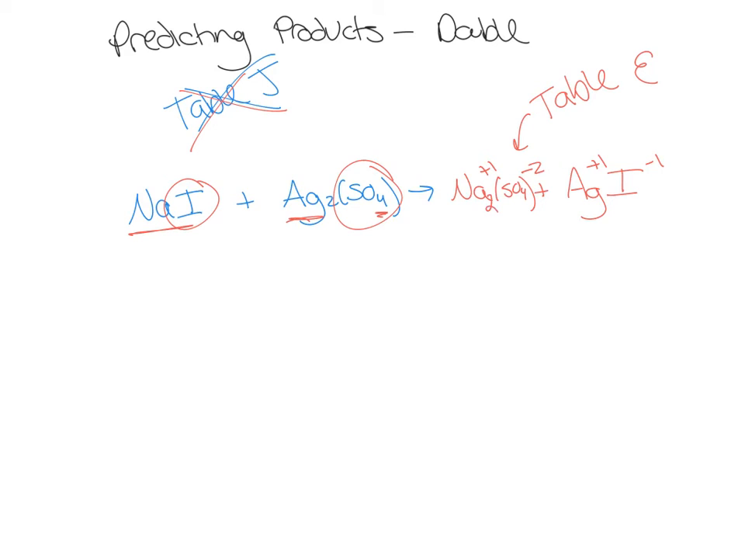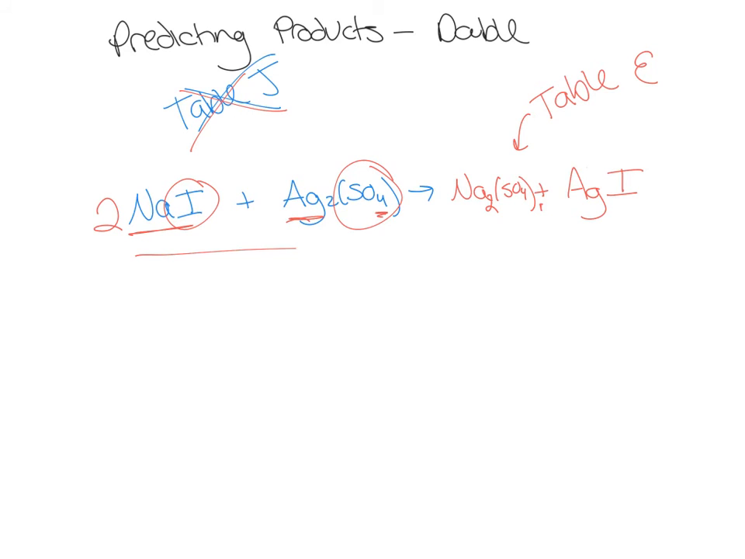Our next step is to flip-flop. So the 2 goes here, the 1 goes here, and then I usually scribble these out. I don't really care if you do or do not, okay? And then my silver iodide is just 1 and 1, so I'm going to get rid of those. All right. Now you can find your precipitate first, or you can balance first. Let's balance it first.